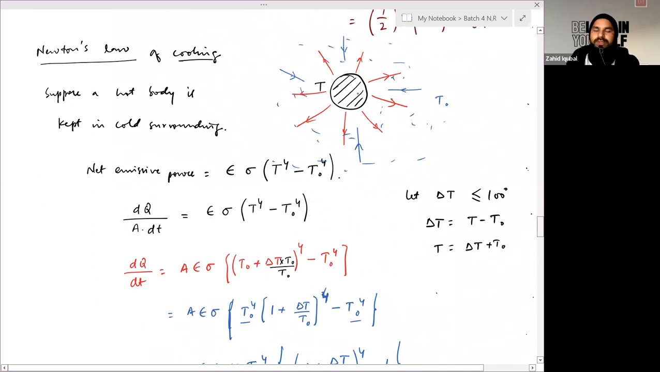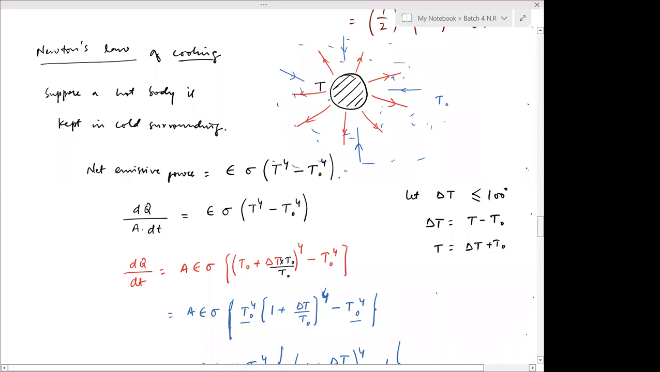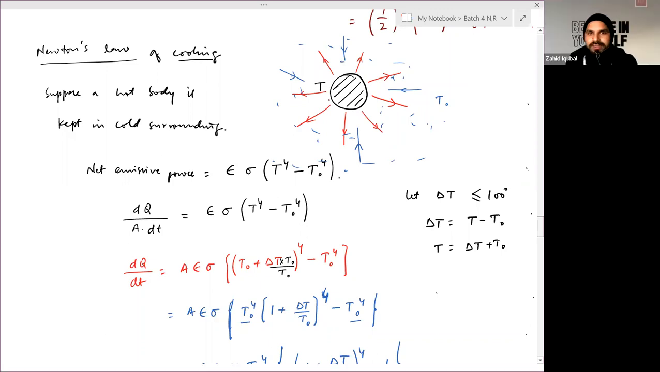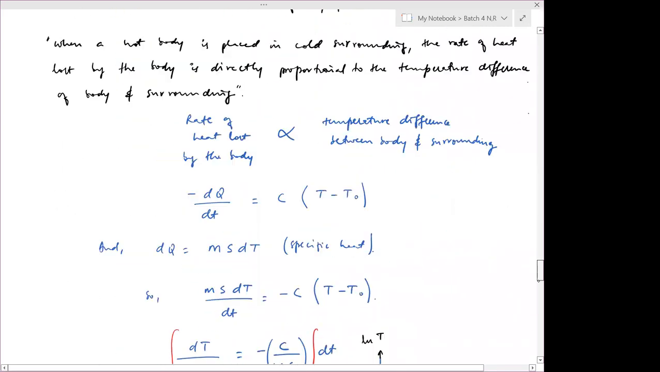Suppose a body having temperature T at any instant is kept in surroundings of temperature T naught. So T naught is the temperature of the surroundings and T is the temperature of that object. Its temperature may change from an initial value Ti to some final value Tf. Okay, got it, Ti, sir. And Tf is the value after that duration, and T naught is the temperature of the surroundings. Understood, sir. Any more doubt?